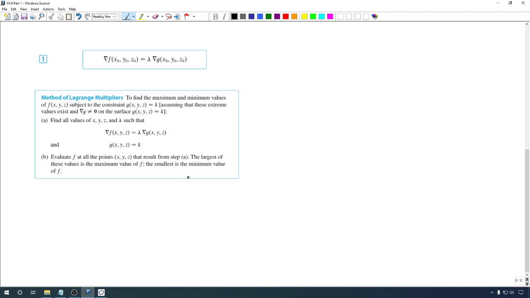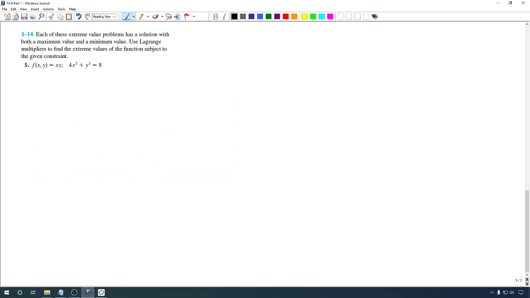So let's actually try this out. It will make a little more sense when we do. Here we have a function, f of x, y equals x times y. We have our constraint, 4x squared plus y squared equals 8. If we were going to plot that, it would be an ellipse.